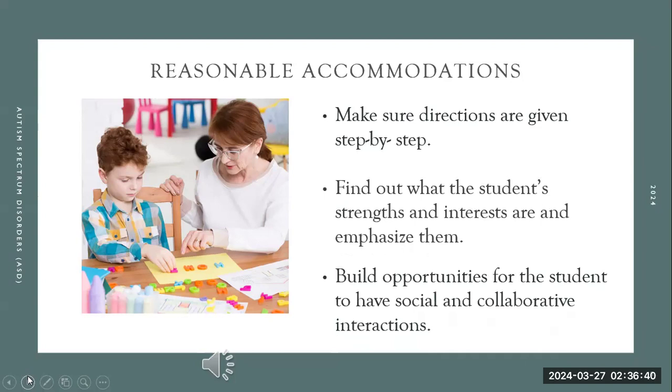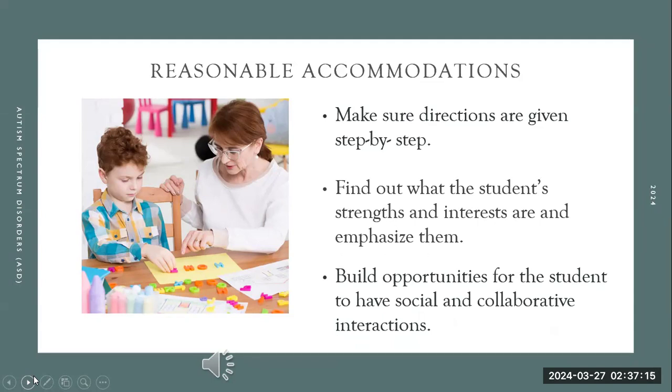Well, after knowing the characteristics of people with ASD, and also having an idea about the situation that teachers are facing in the classroom, we can now look for some reasonable accommodations for our students. So the first one, as you can see, is to make sure that you are giving directions step by step. You need to be absolutely clear and explain clearly and in a simple way.